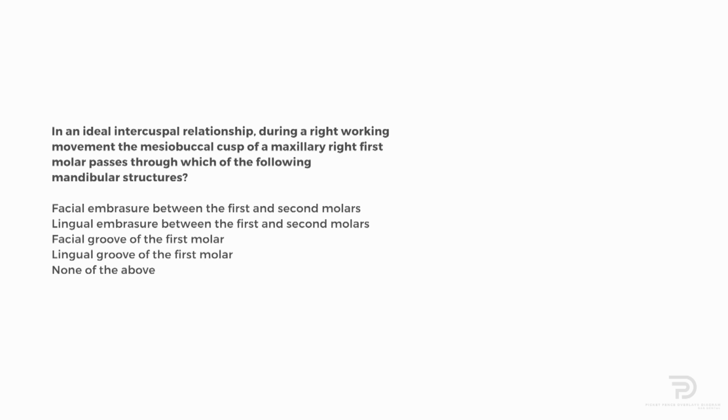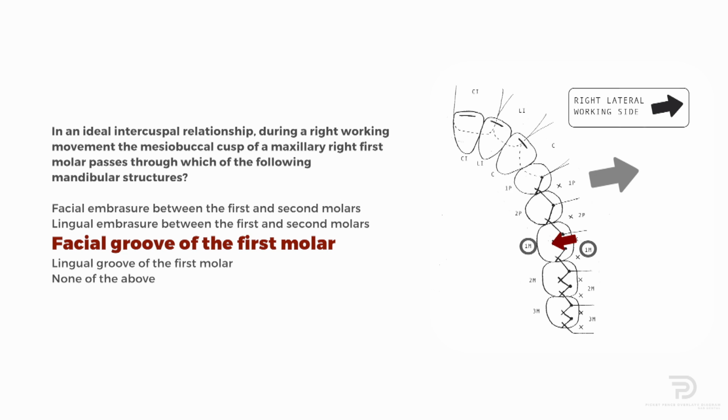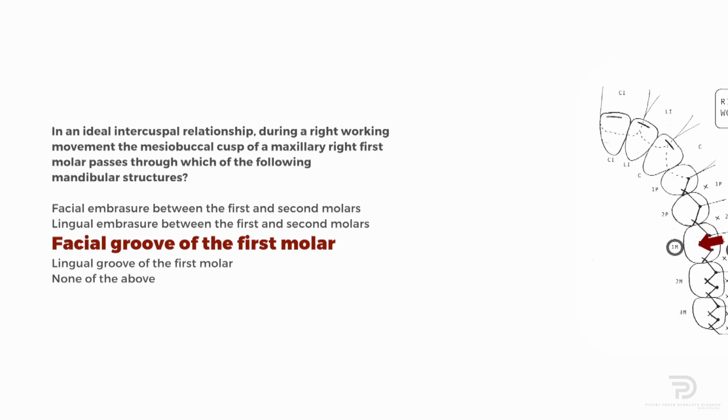Similar question, let's look at the mesiobuccal cusp of the maxillary right first molar with the jaw moving in the opposite direction. So now we're looking at a right working movement, and you can clearly see that the facial groove of the first molar is what this cusp would pass through. Really simplifies things. Always remember that looking down on the mandibular arch, these arrows are going to be pointing in opposite directions. The escape cusp pathway and the direction the mandible is moving.